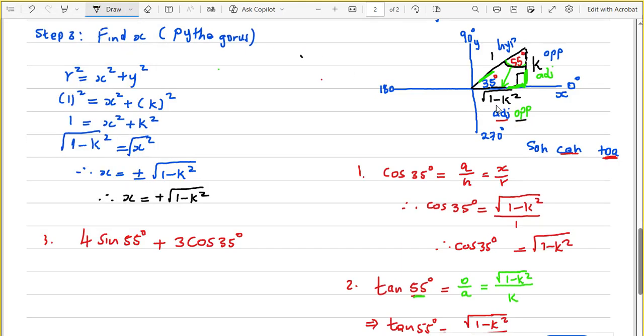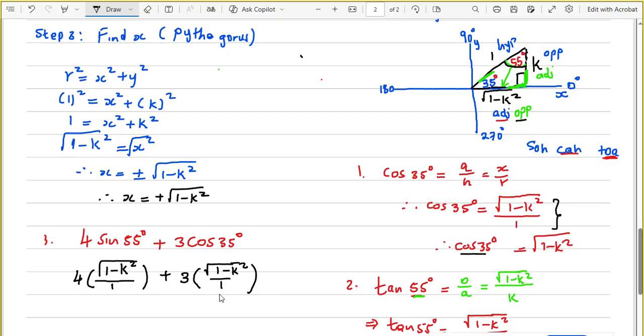This makes the opposite to be the root of 1 minus k squared. So this tells us that this will be 4 into sine, its opposite, which is the root of 1 minus k squared, all over hypotenuse. So this will be over 1. We add 3 into cos 35. I think we already know what cos 35 is. I'm just going to substitute that one, the one that is a fraction. So this will be k over 1.